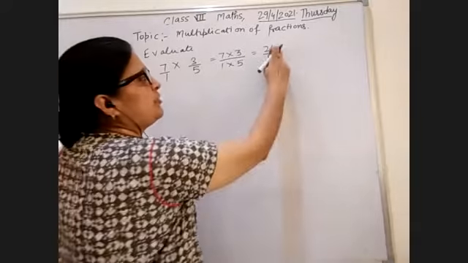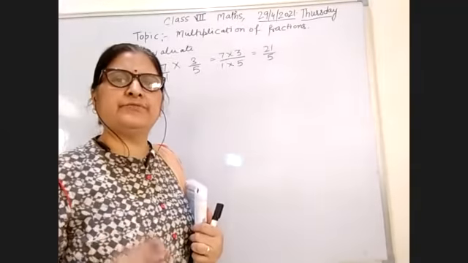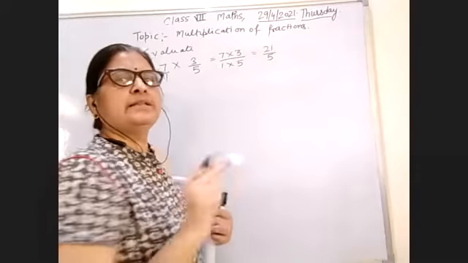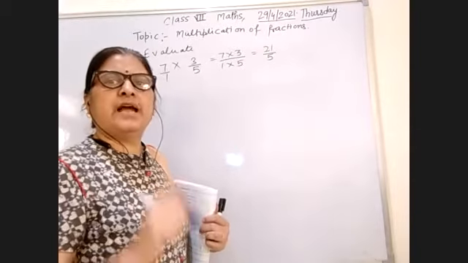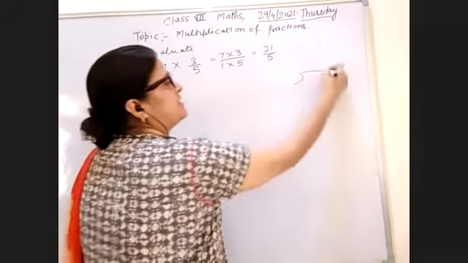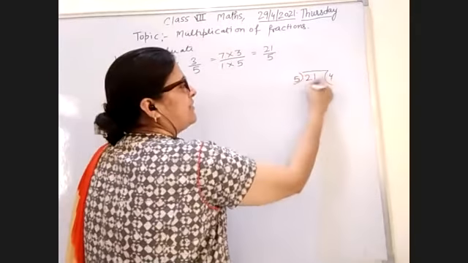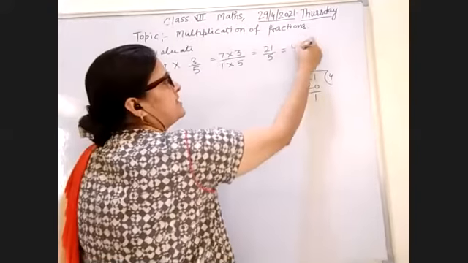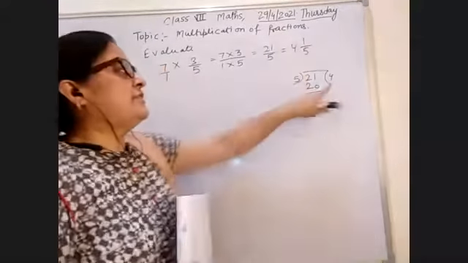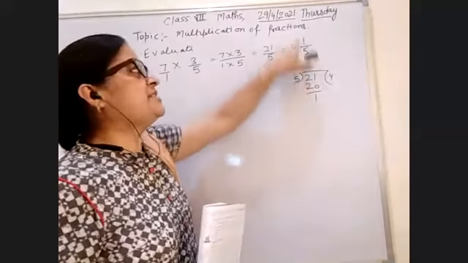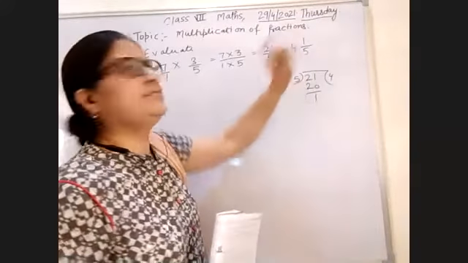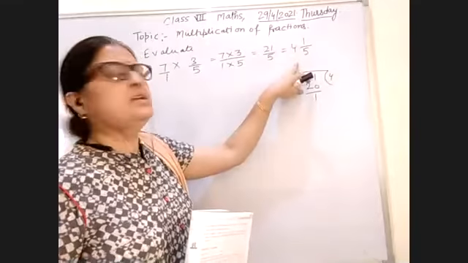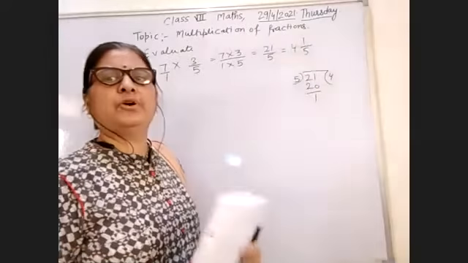And 21 upon 5 is your improper fraction. What is an improper fraction? When your numerator is greater than its denominator, then it is called an improper fraction. And you can change the improper fraction into the mixed fraction also. 5 fours are 20. 1 remainder comes out. So you can write like this, 4 and 1 upon 5. First write down the quotient, then the remainder, and then the divisor. Now when the improper fraction is changed into the mixed fraction, you can write it like this, 4 and 1 upon 5.